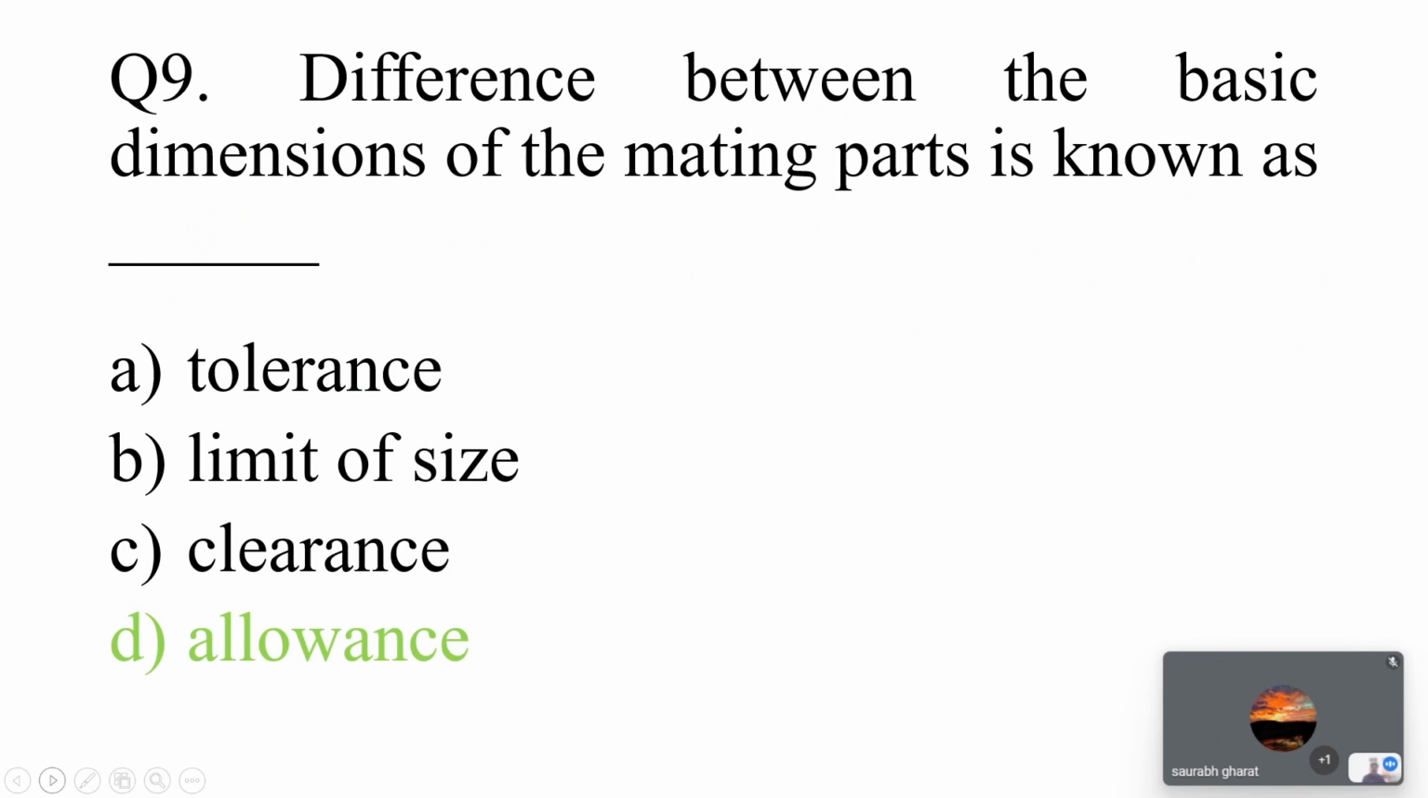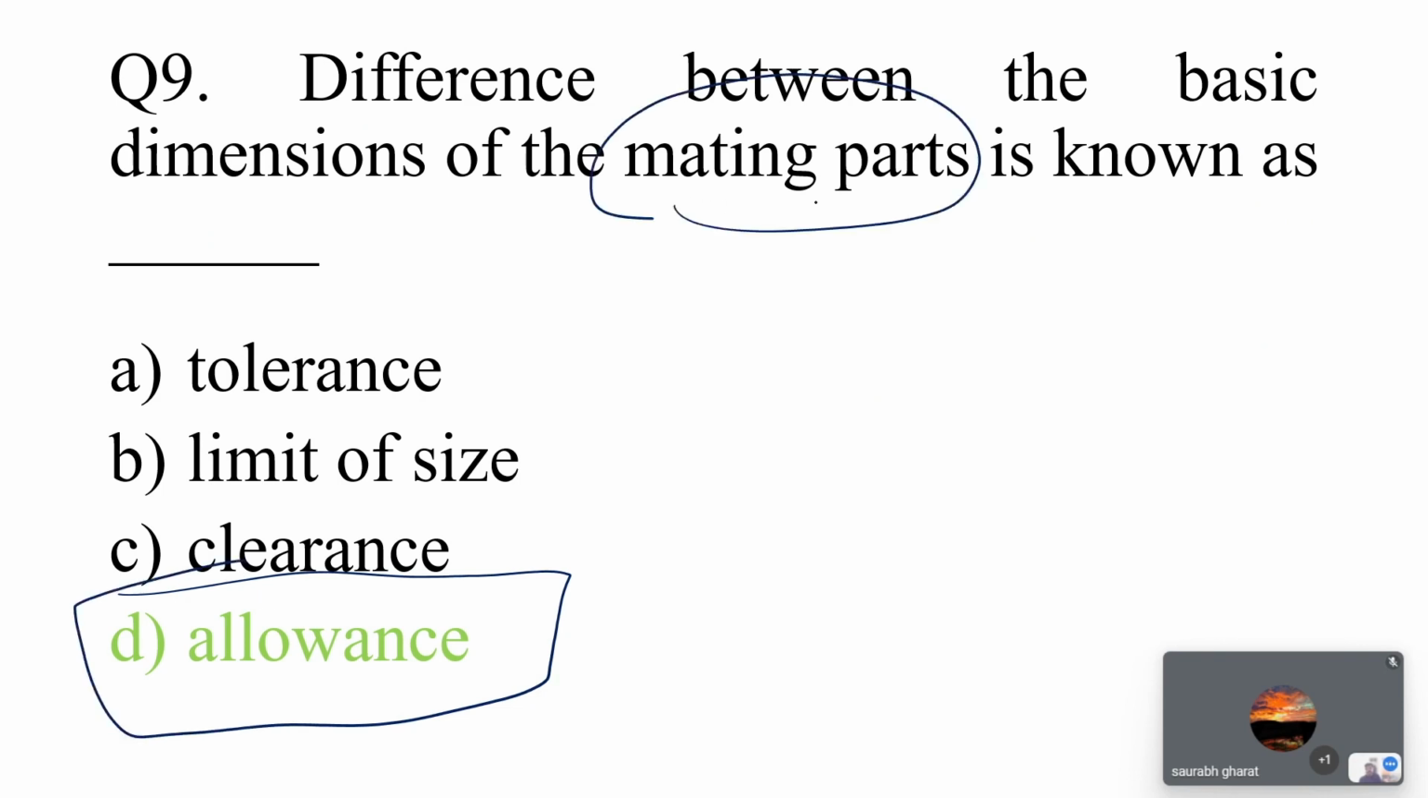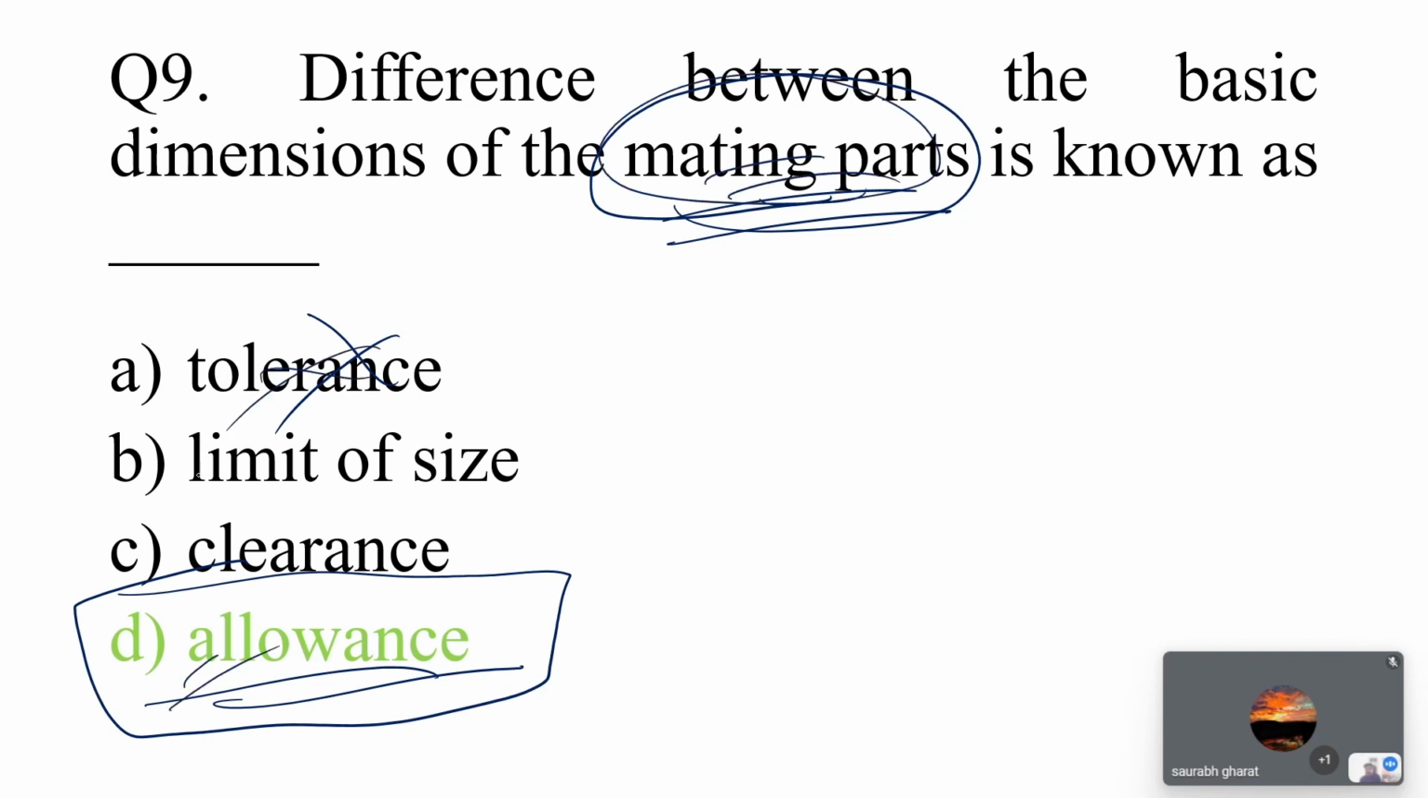Difference between the basic dimensions of meeting parts is known as, I told you, allowances. The difference between the basic dimensions of the meeting parts is called allowance. Tolerance is a different thing, limit is different, clearance is different. Allowance is the only correct answer.